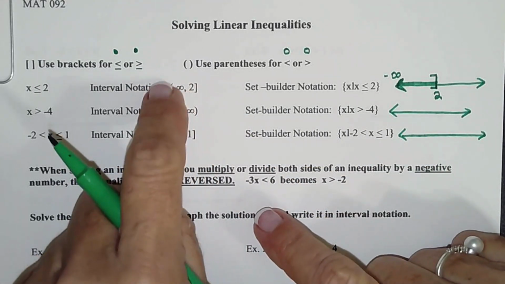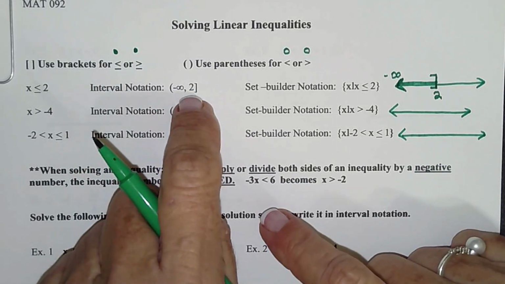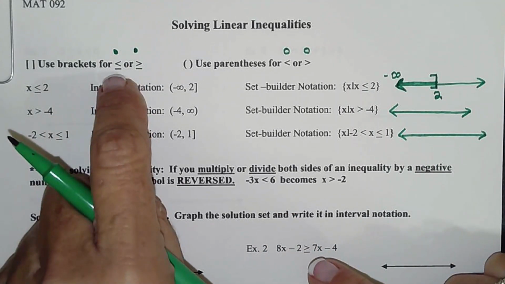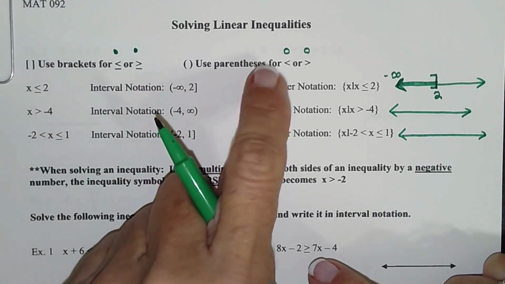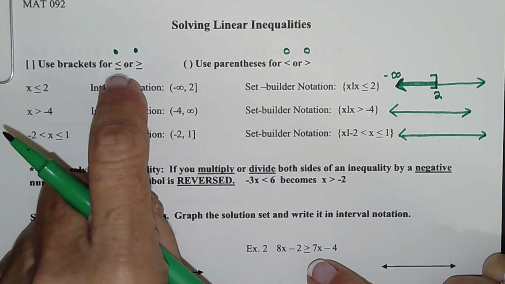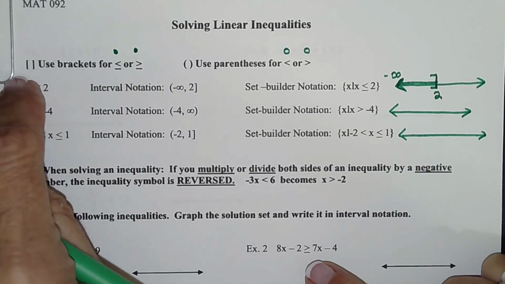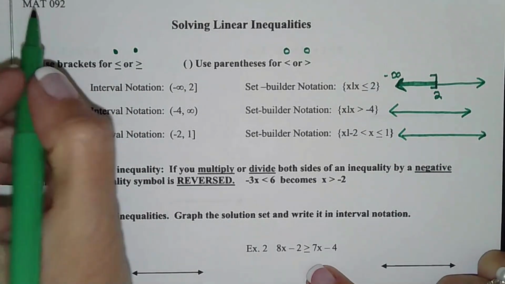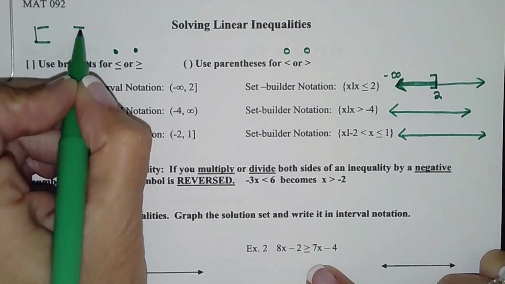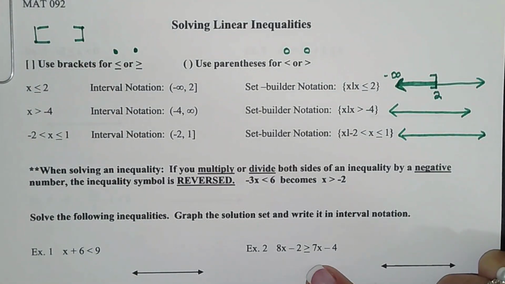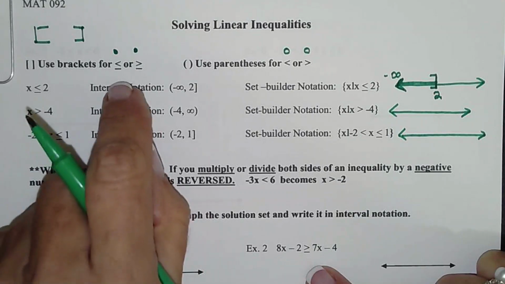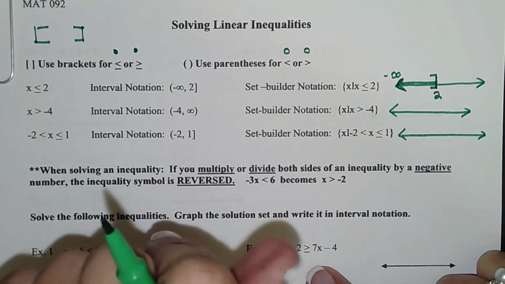We learned in lesson 1, infinities always get parentheses, and this 2 will get a bracket because of the equal sign. So equal signs mean brackets. No equal sign, parentheses. And remember how I taught you to remember that? This is an equal sign. Brackets contain equal signs, because look at the equal sign. It's an equal sign, and then we connect them. That's how I remember brackets go with equal signs, because they have an equal sign, and then we just connect them to make the bracket. So that's an easy way to remember it.